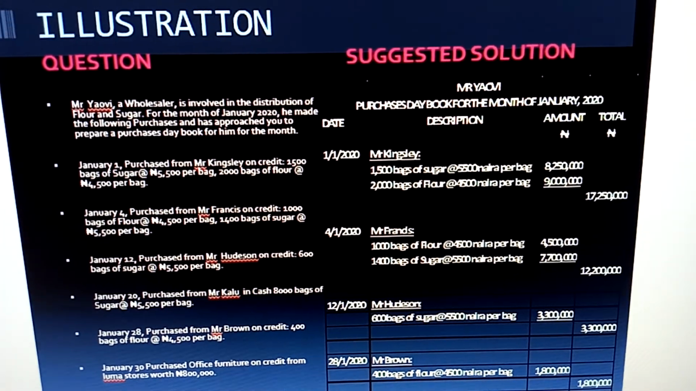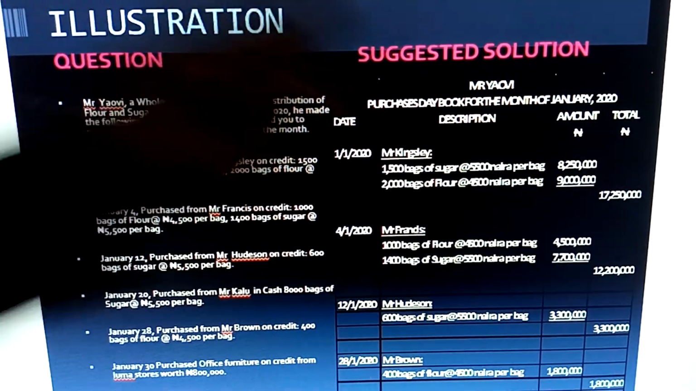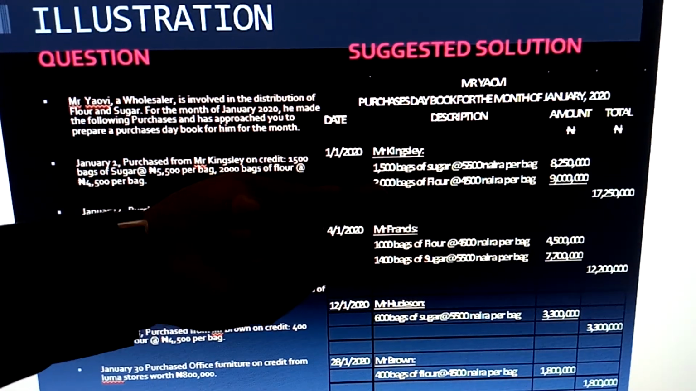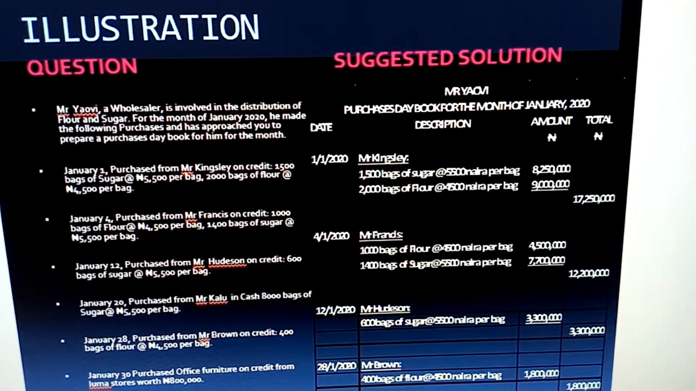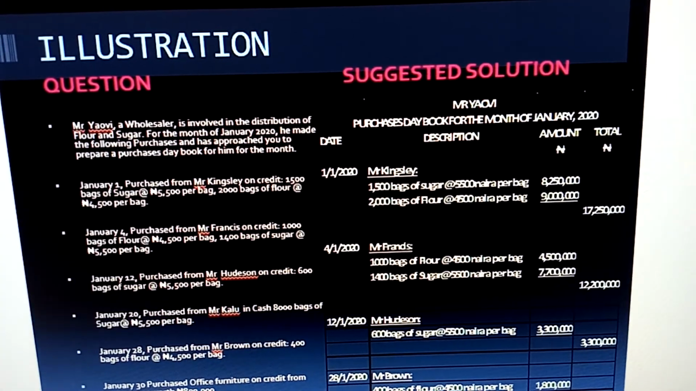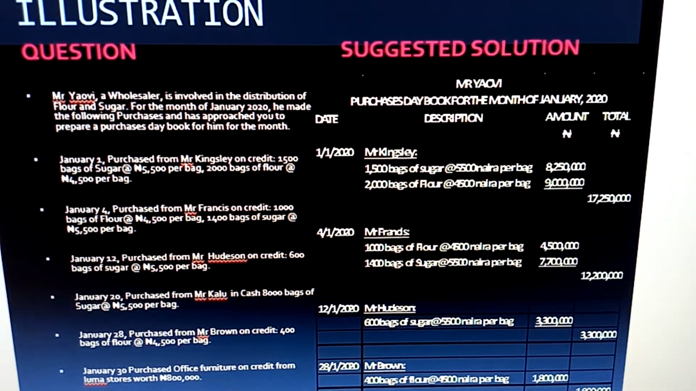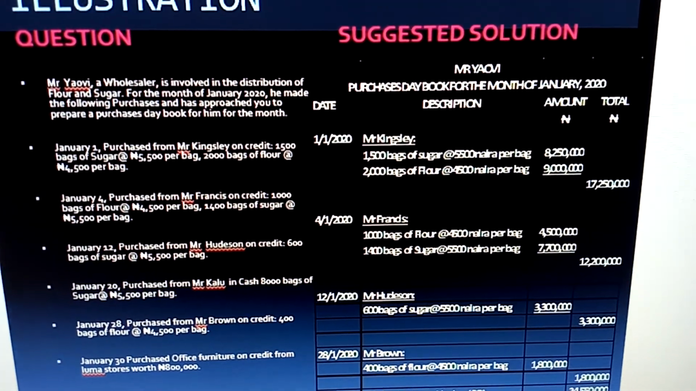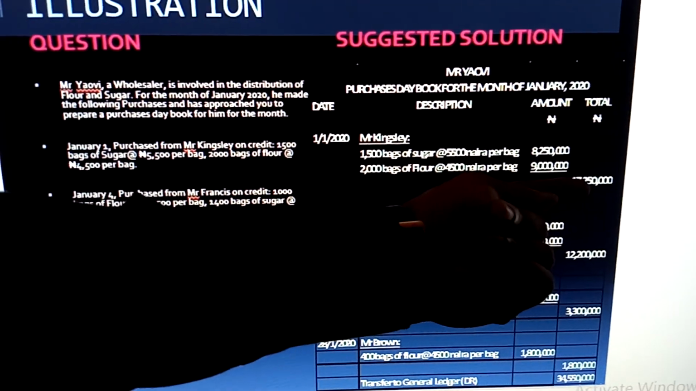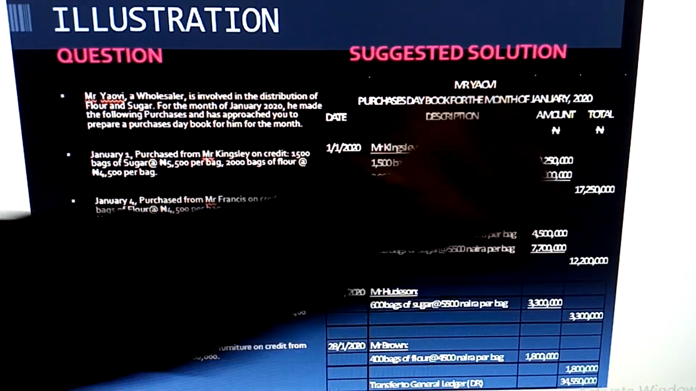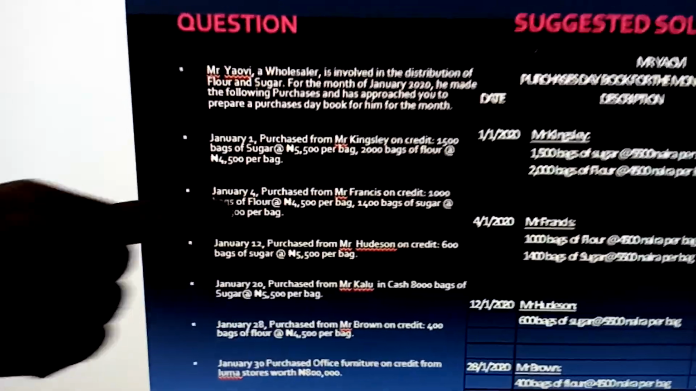He also bought from Mr. Kingsley 2,000 bags of flour at 4,500 naira per bag. If we multiply 2,000 bags by 4,500, we have 9 million. In total, on the 1st of January, Mr. Yauvi bought from Mr. Kingsley a total product of 17,250,000.